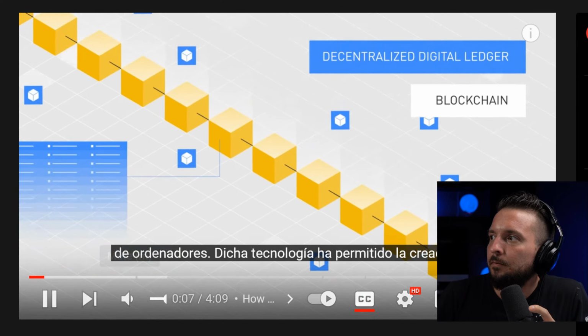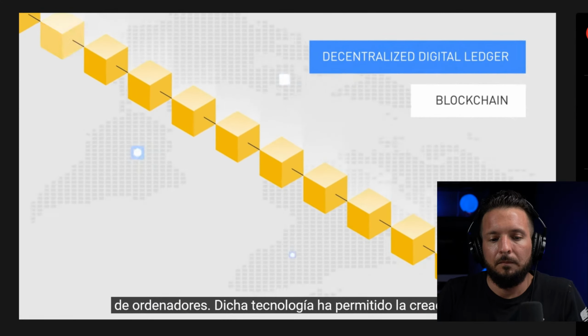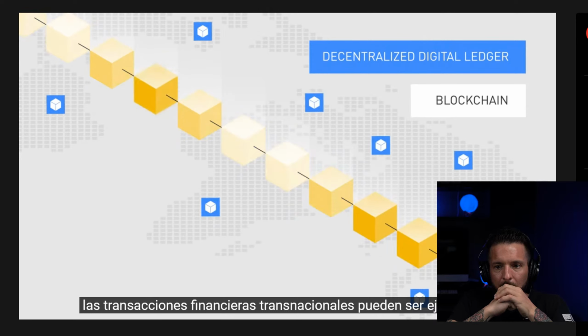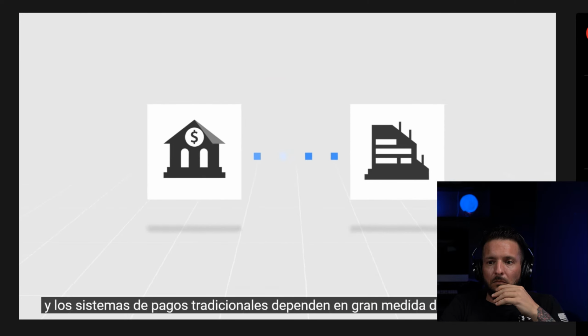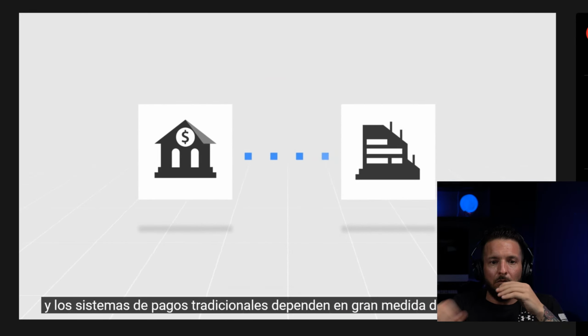They'll explain it here. Such a technology allowed the creation of trustless economic systems, where borderless financial transactions could be executed without the need for intermediaries. Since traditional banking and payment systems are heavily dependent on trust, cryptocurrencies are now being adopted as a viable alternative because they rely on blockchain technology and are used within trustless systems. The participants of a cryptocurrency network need to regularly agree on the current state of the blockchain, and that is what we call consensus achievement.